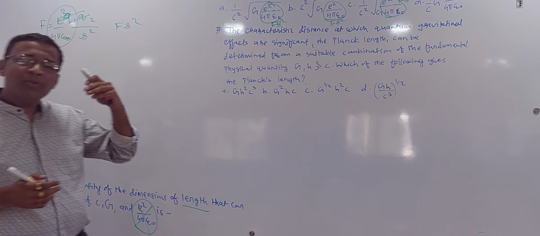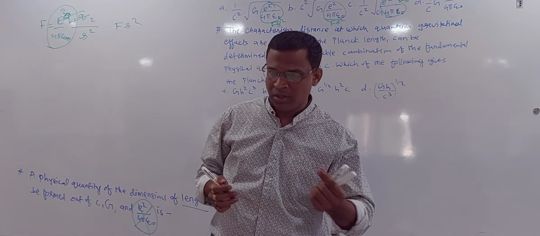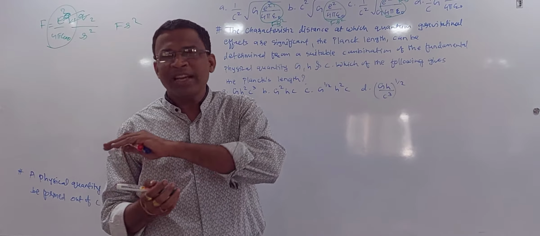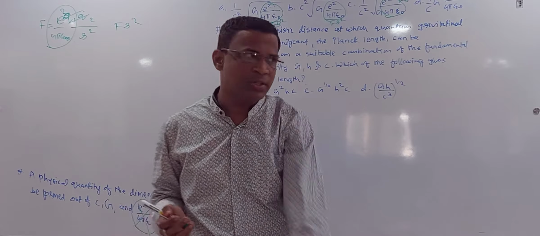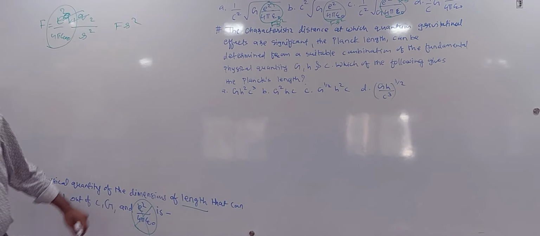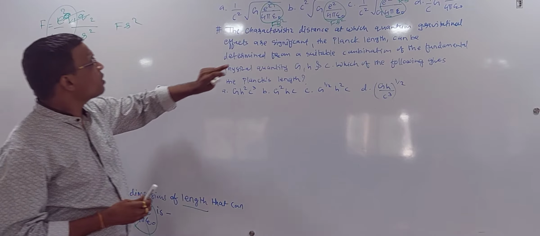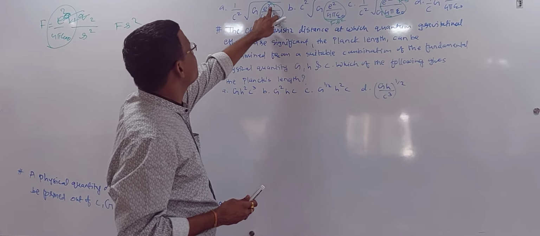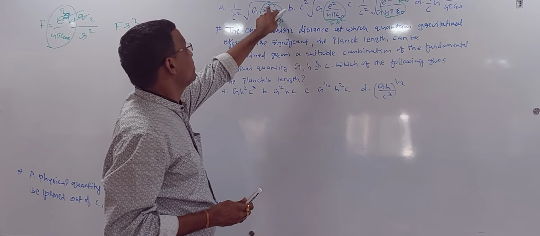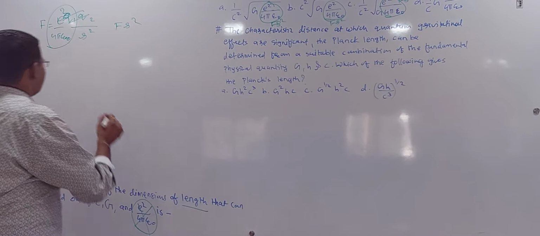Just to make you understand, it may take some time, but if you understood the concept, then any question of this category you can crack very easily. So okay, move on. I want it for length. Check out G, and this is FR square in the numerator. So what is G?